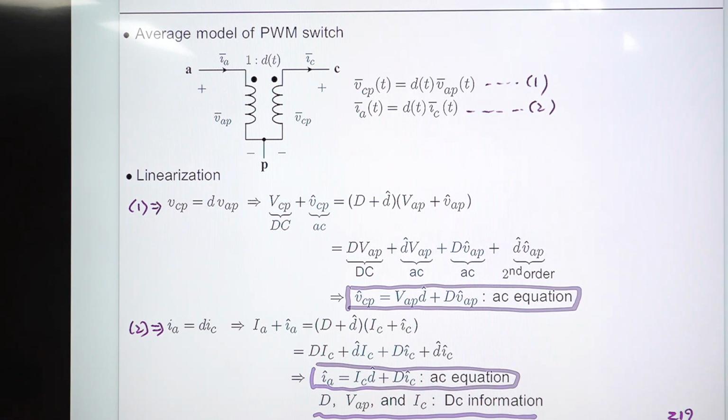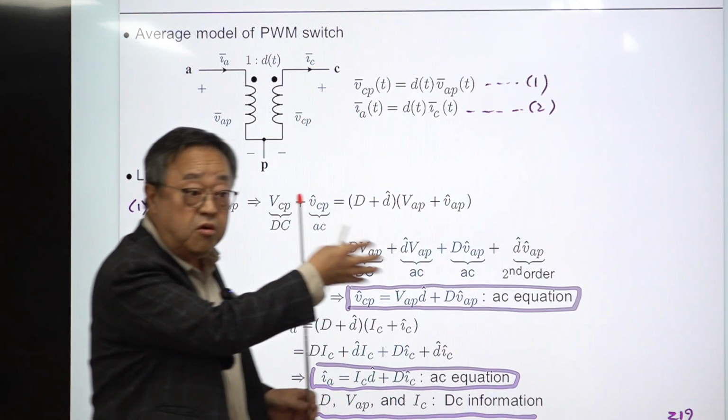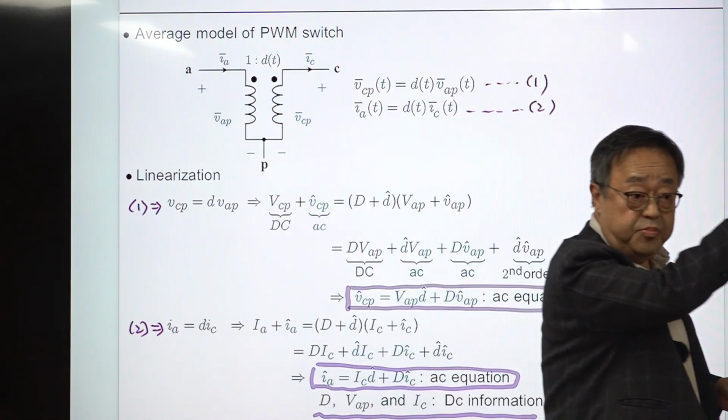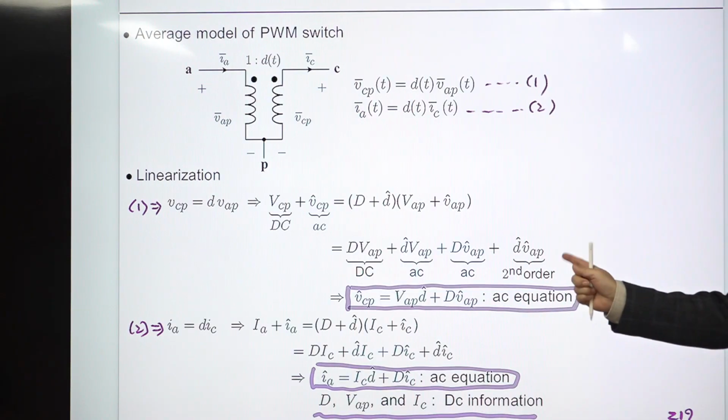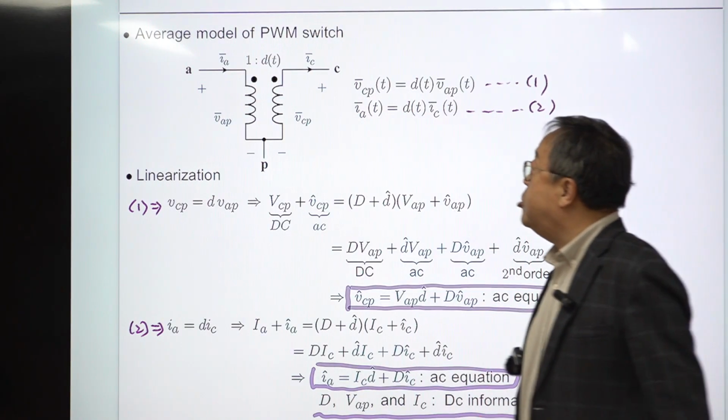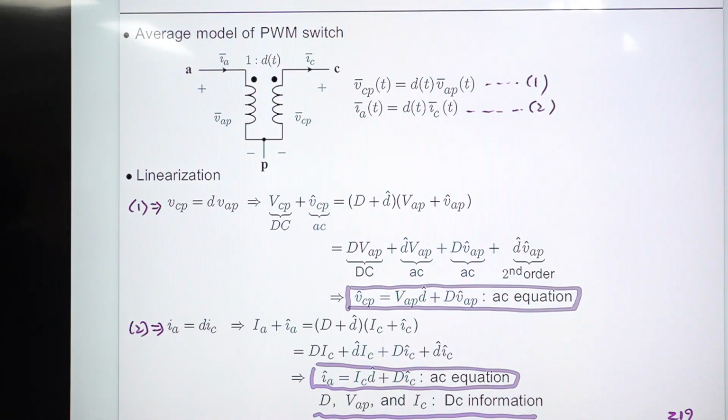We take a 3-minute break here, and then we apply the general procedure we studied in the previous lecture slide to our average model of the PWM switch. Then we'll obtain the small signal model of the PWM switch. Okay? All right.